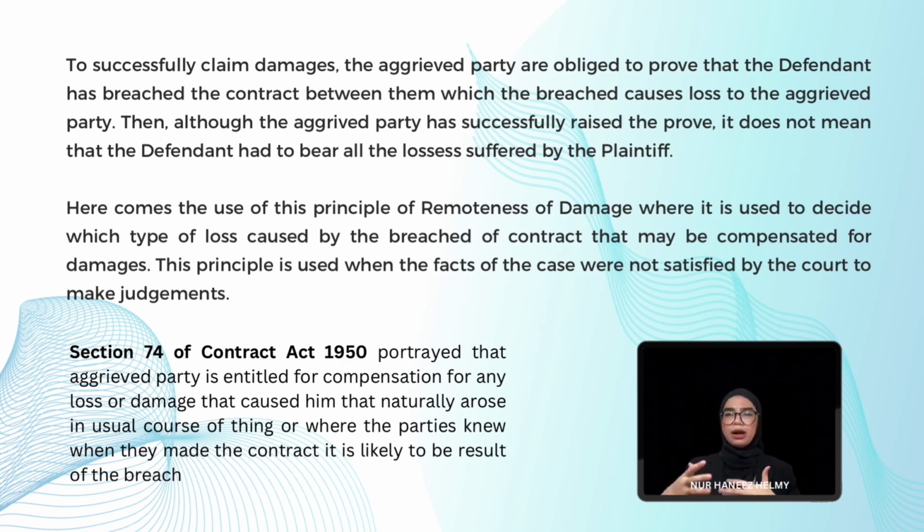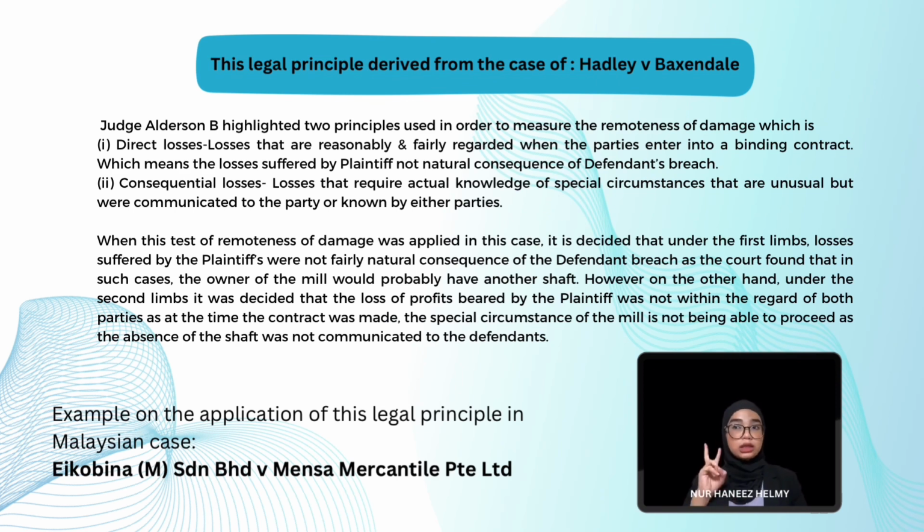So, a landmark case that illustrates this concept of remoteness of damage is Hadley v Baxendale. Here, the judge Alderson highlighted two linked tests for remoteness of damage. The first one is direct losses and the next one is consequential losses. Basically, direct losses are the losses that are fairly and reasonably regarded when the parties agree to enter into the contract. Meanwhile, consequential losses are losses that require actual knowledge of special circumstances that are unusual but were communicated to the defendant or known by the other party.